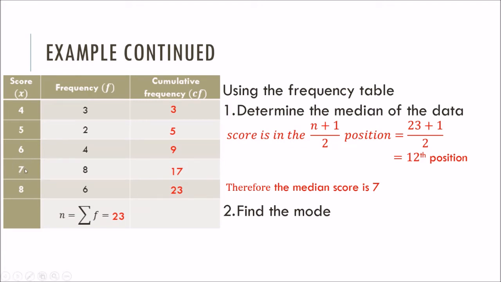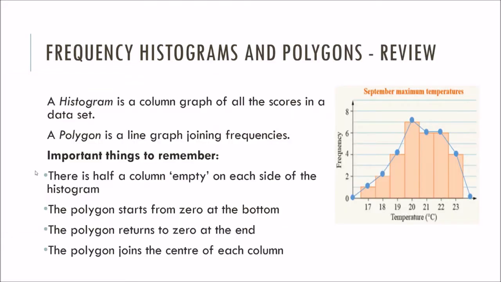We want to find the mode of our data set. So to find our mode, we're looking at the frequency column. And our frequency that appears the highest here is this number 8, which refers to number 7. So the score with the highest frequency was number 7.